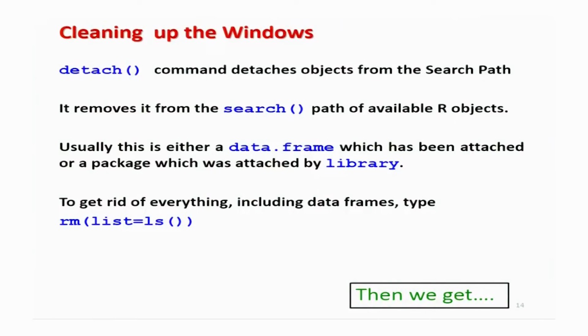And similarly, if you recall, we also discussed one command, detach. This was a command which removes the object from the search path, right, and it removes it from the path of the parenthesis command which are available for the R objects. Actually, this detach command is a very general command.